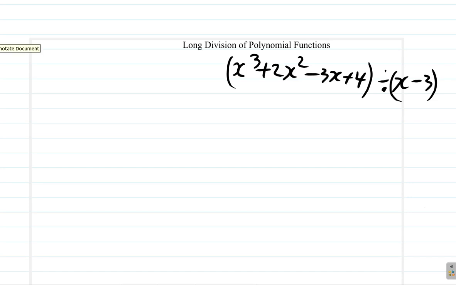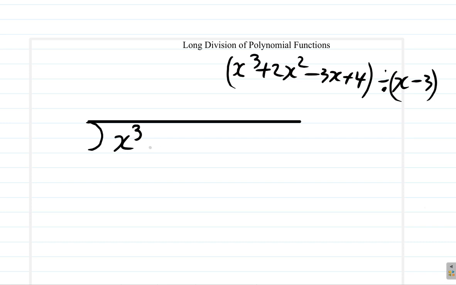Let's look at a division of one polynomial function by another. Here we want to divide x cubed plus 2x squared minus 3x plus 4 by x minus 3. We're going to use long division, alright? So we have our long division sign. Let me make my line straight. Good. So I have my x cubed plus 2x squared minus 3x plus 4 divided by x minus 3.